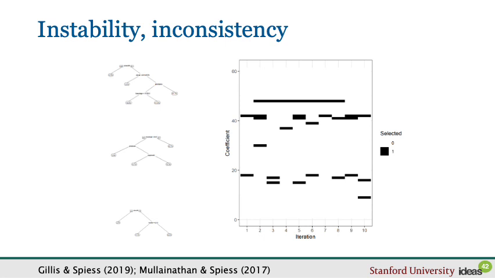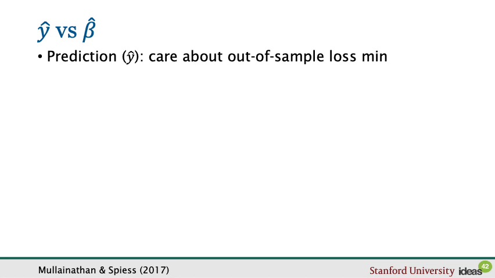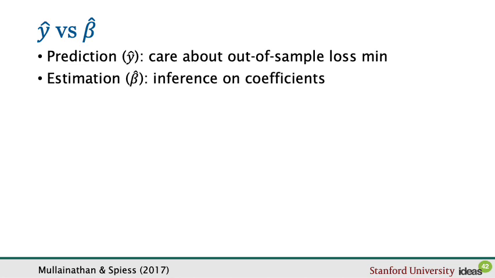So what is my takeaway from all this? My takeaway is that we should distinguish carefully, not just between the methods we use, but also between the questions that these methods try to answer. Specifically, I want to distinguish between two goals here. One is the goal of prediction, where we care about out-of-sample loss minimization. And the other is the goal of estimation, where we care about inference on coefficients and finding out which of the x's specifically affects y.